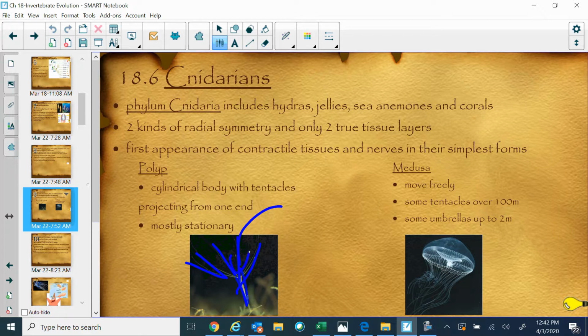And then the medusa form, this is what you're familiar with when it gets to jellyfish. Freely moving. Some can get, this is what the textbook says, 100 meters long. That's in the neighborhood of 330 feet, if my math is right. And then some of them can get up to 2 meters wide. That's just over 6 feet, right? It's 6.5 feet. So that's a big deal. These guys get pretty big.